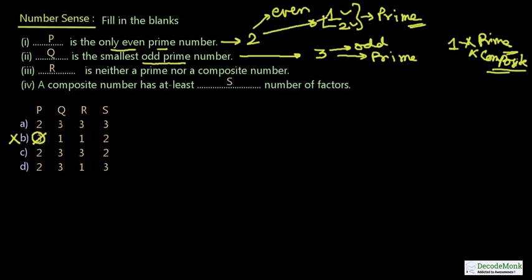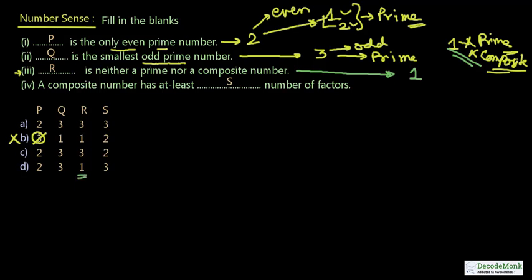So for option Q, we have got 3, 3, 3. By looking into options A, C and D, we cannot eliminate any of these because all contain 3 for the blank Q. Now coming to the third blank: R is neither a prime nor a composite number. As already discussed, 1 is neither a prime nor a composite number. So for R, 1 should be the answer.